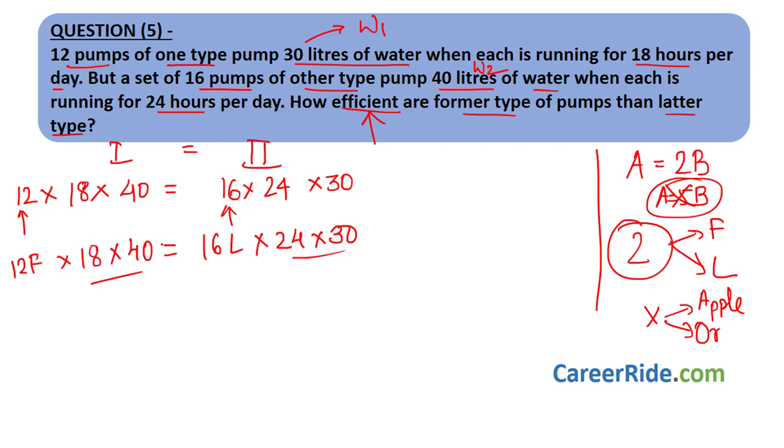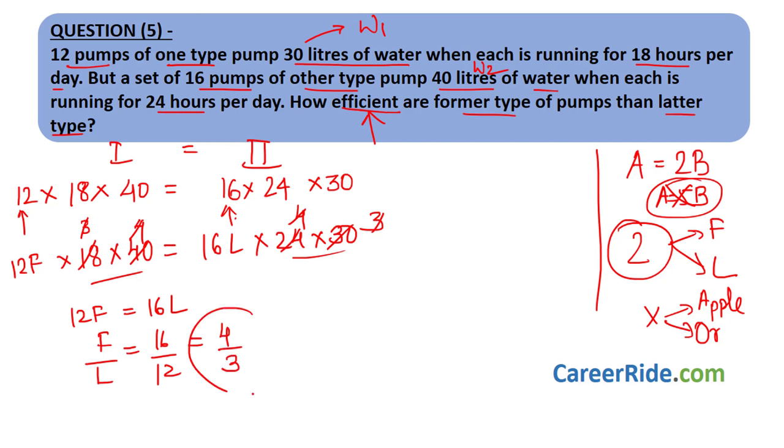What do we get over here? 10 threes are 30, 4s are 16, 4s are 16, 3s are 12. So we have 12F equal to 16L. So F upon L equals 16 by 12, which is 4 by 3. So the former type of pumps are 4 by 3 times more efficient than the latter type of pumps.